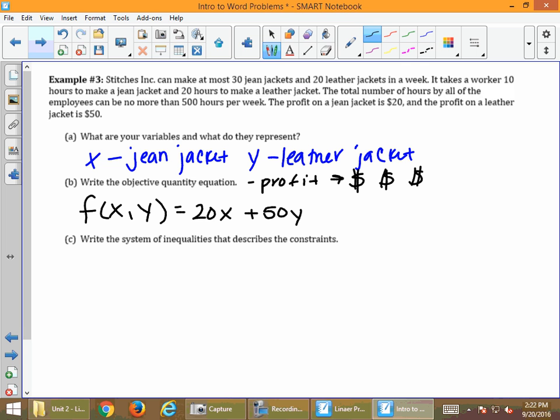Is that where it's like in C? Yep, that's where the hours come in, because that's your constraint. You can only have so many hours to make things. So now we have to write those inequalities.